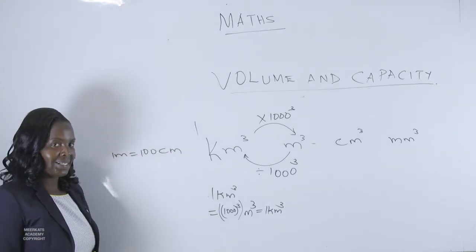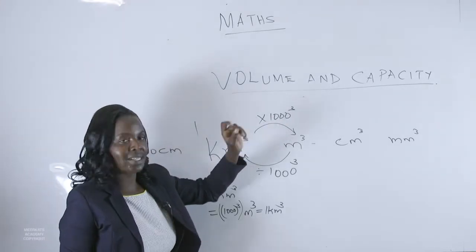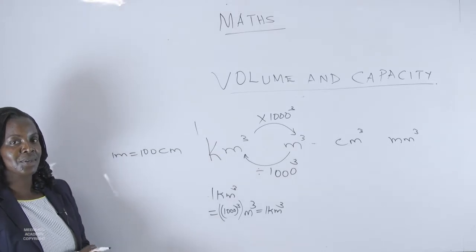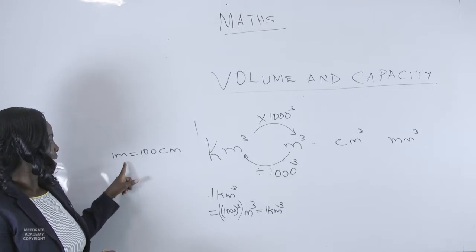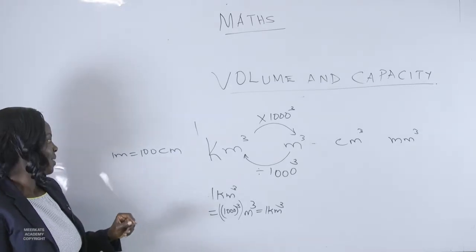So you'll divide by the same value. Let's go back to our length again and see how we get the value to use to convert from meters to centimeters. From the units of length, 1 meter has 100 centimeters.